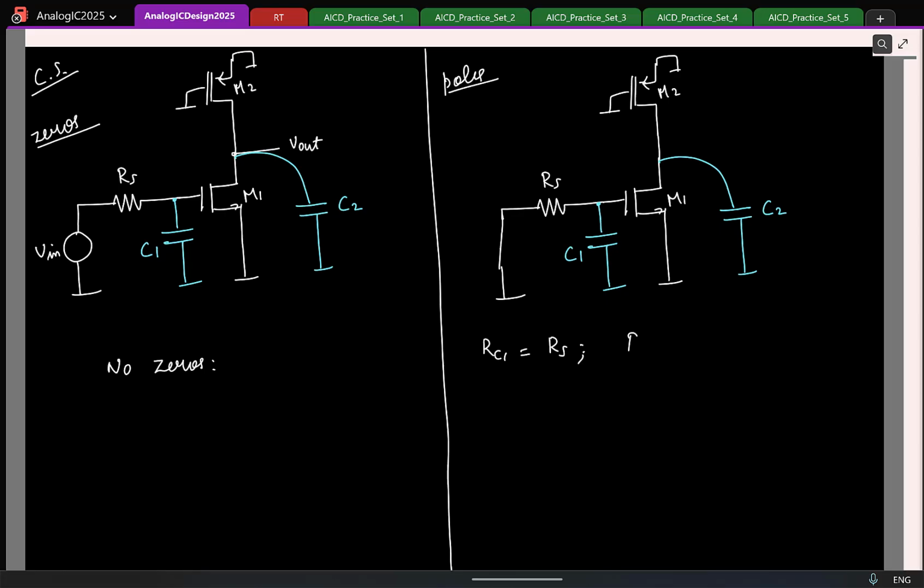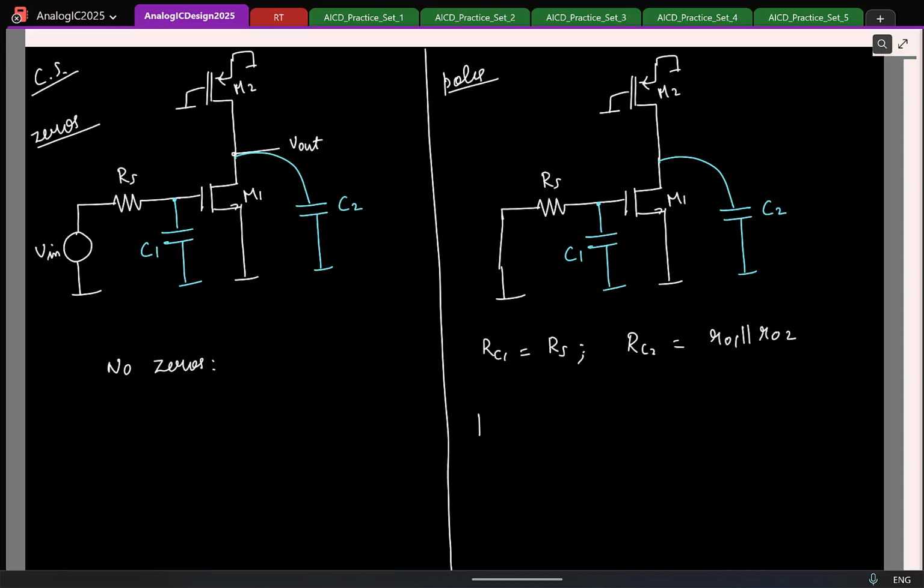Similarly, what can you say about the resistance seen by C2? What is the resistance looking here? Looking up, what is the resistance looking up? 1 upon Gm or R0? Looking into the drain, it is R0 of M2. Looking down, that will also not change whether I open or short C1. So this is essentially R01 parallel to R02. So which means the poles are uncoupled.